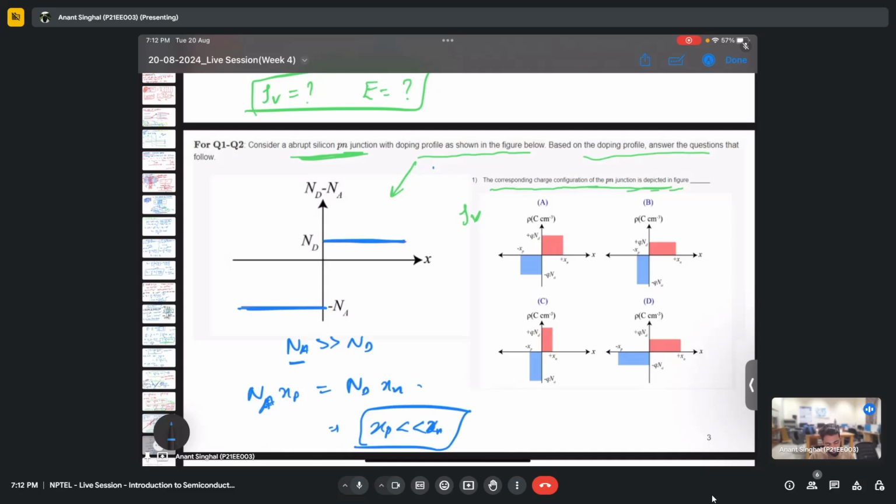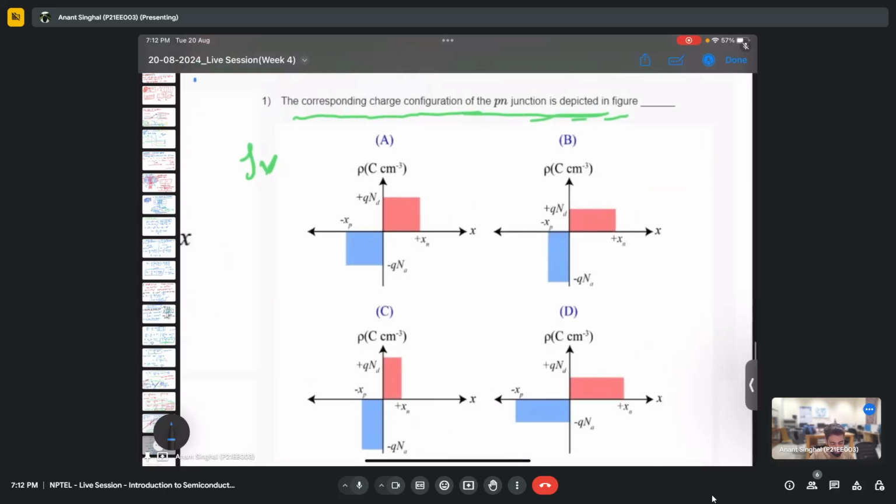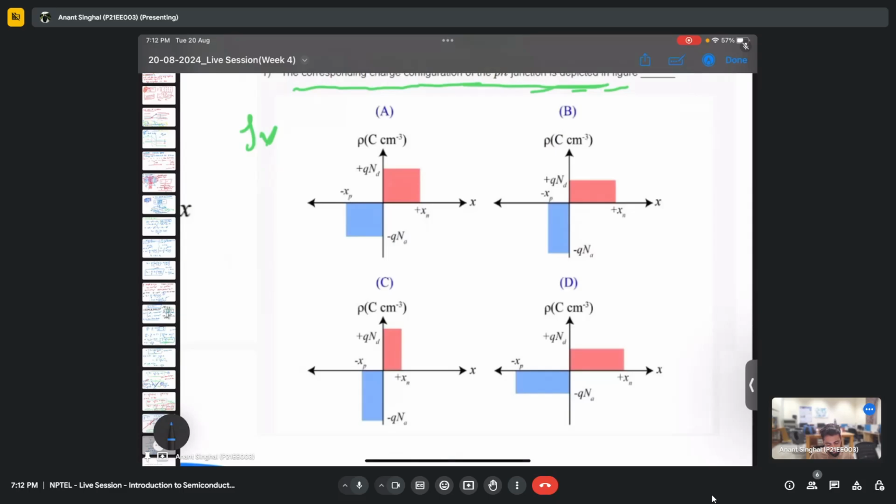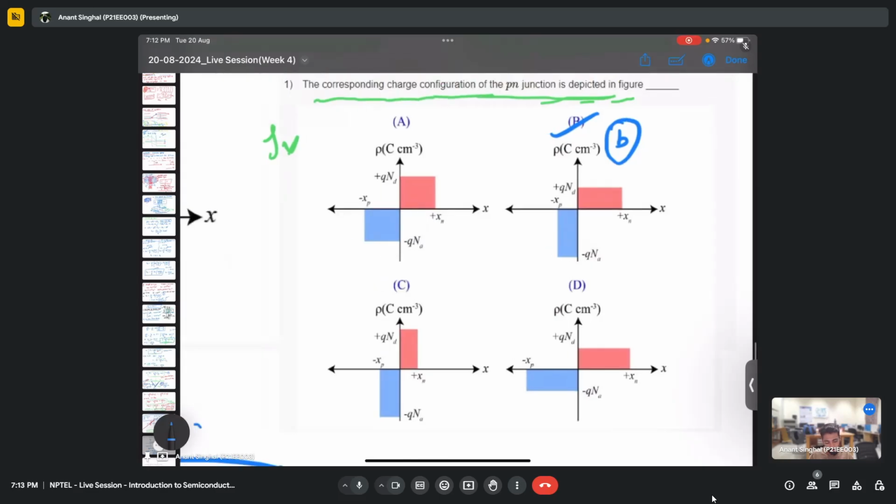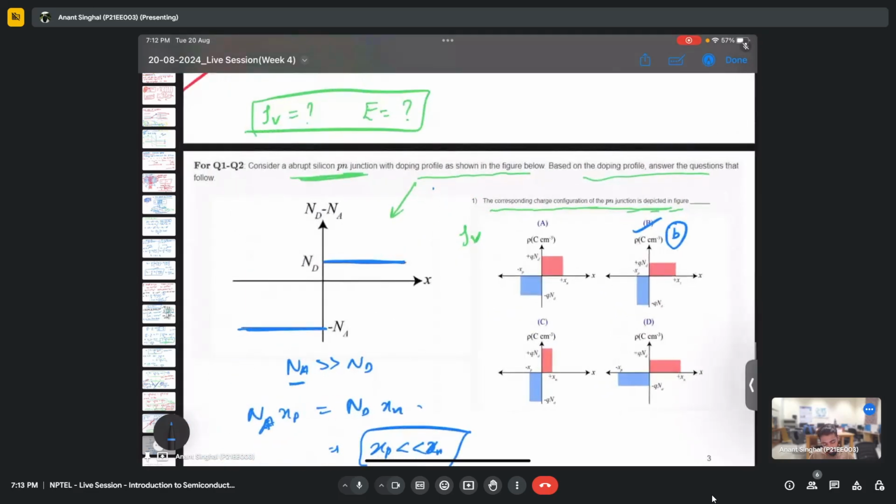So what will be the answer? You have already told me that XN is higher than XP. So what will be the answer? Option B, sir. Yeah. So this was very easy. I don't know why it is taking so much time. Do you understand how it is option B?